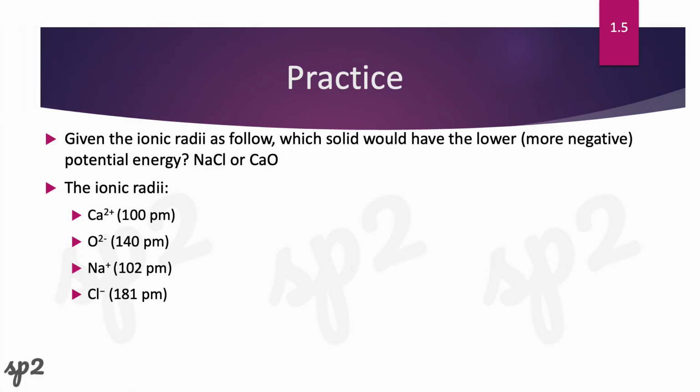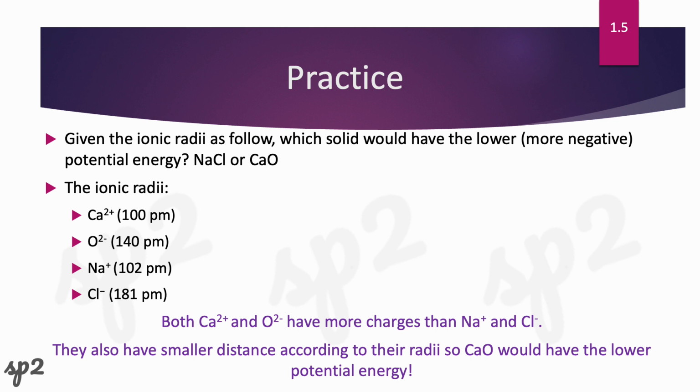Okay, so that brings us to our practice. Given the ionic radii as follows, which solid would have the lower, which means more negative, potential energy? Is that sodium chloride or is that calcium oxide? Okay, so as you can see, both calcium and oxygen have higher charges than sodium and chloride. So in terms of the charges, they're going to have more charge for calcium and oxygen, right? They also have a smaller distance, according to their radii listed here. So that means calcium oxide would have the lower potential energy than sodium chloride.